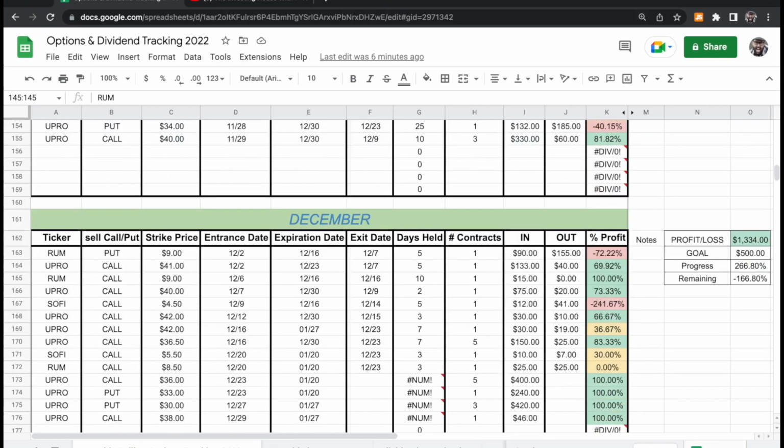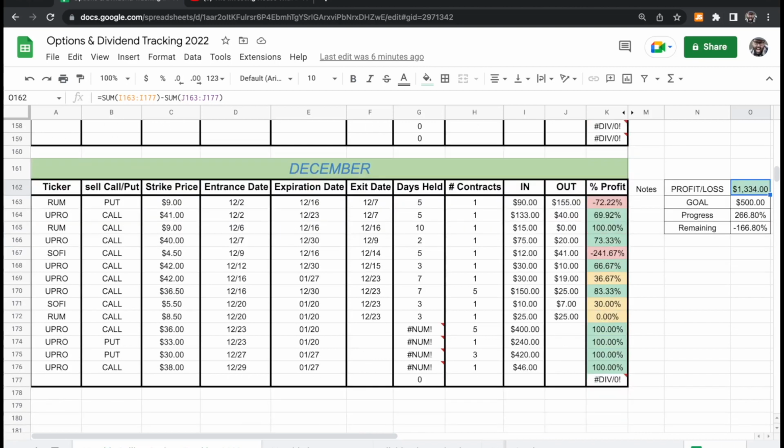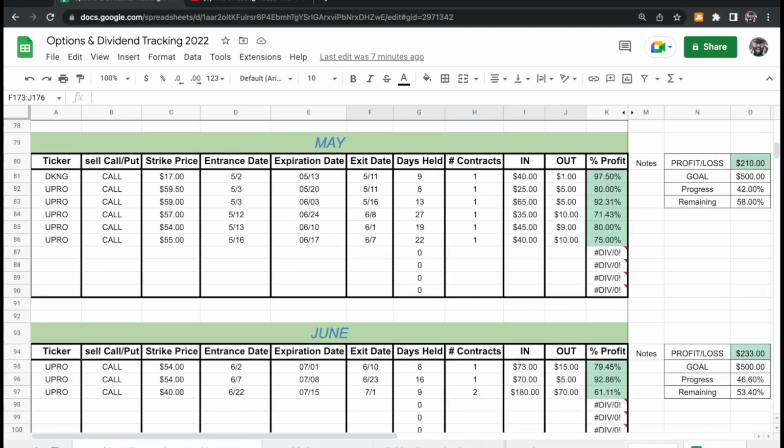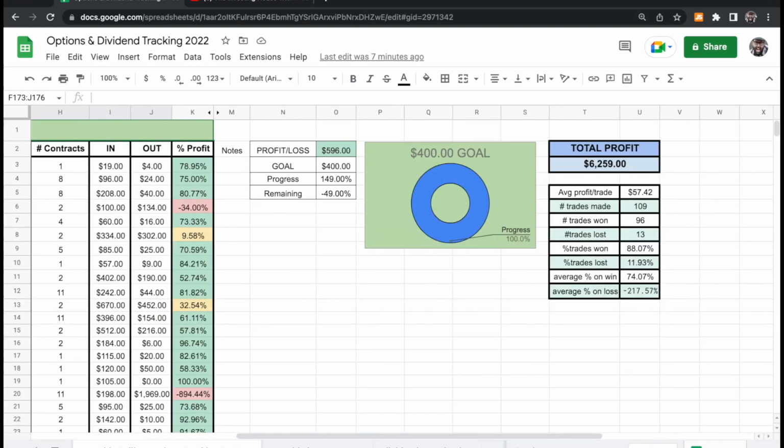And then you come down here to December. So far, I'm at $1,300 profit. You can see I still do have some open contracts because they expire later here in January. So I'm sure this profit will probably come down to not a whole lot more, maybe down to 1,000. But overall, with the profit of 6,259 on the year, I did a lot of learning.